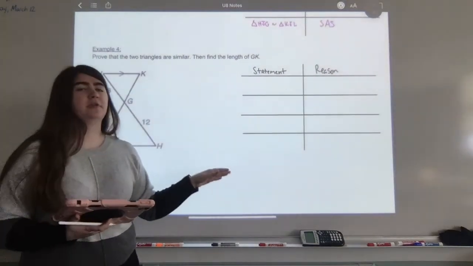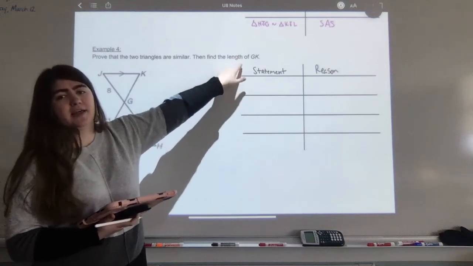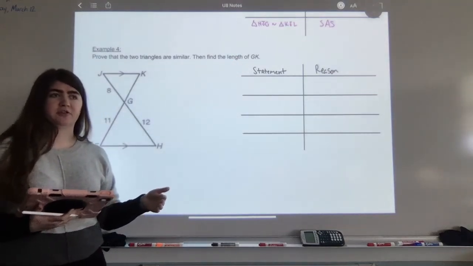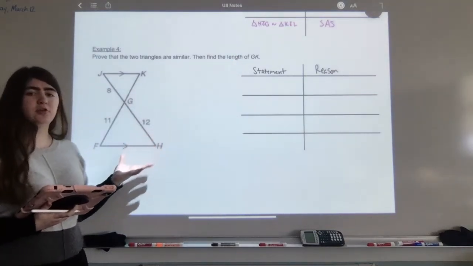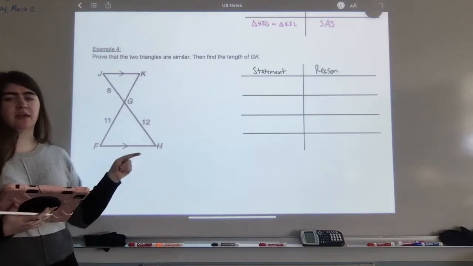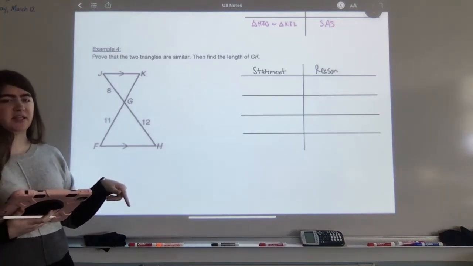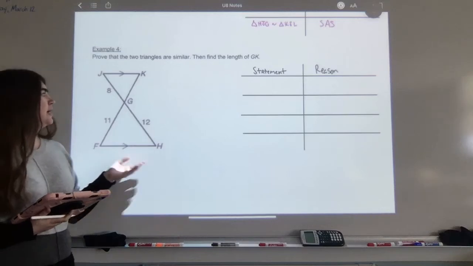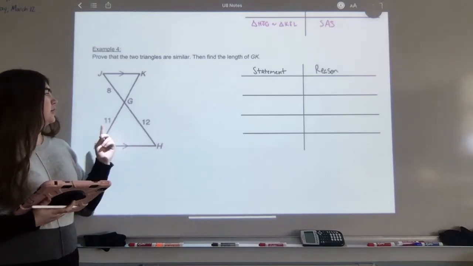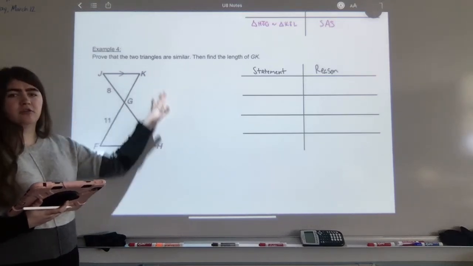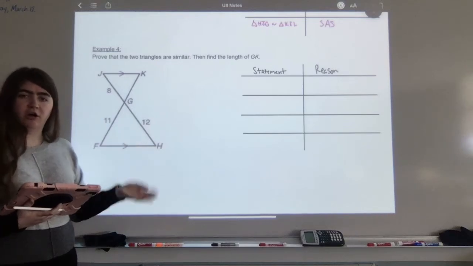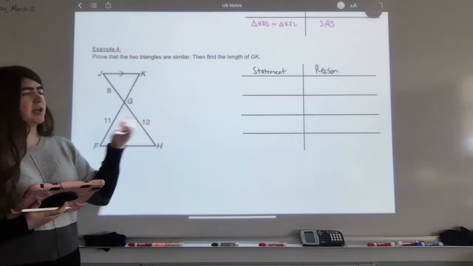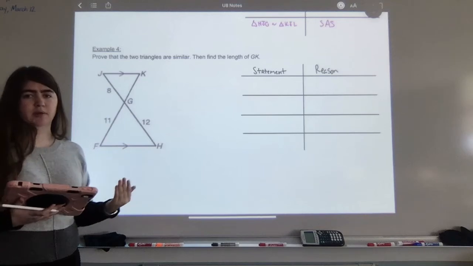Example 4 is a little different because it asks us to find a length after we've proven the triangles are similar. So the whole point of this is that if you can prove that triangles are similar, then you can in fact solve for those missing sides. So we're going to start by looking for our triangle similarity, and if they are similar, then we will find our side length. If they're not similar, then there's nothing we can do.